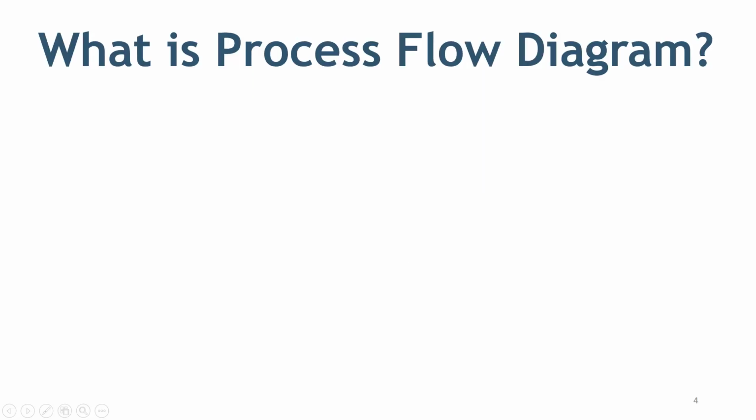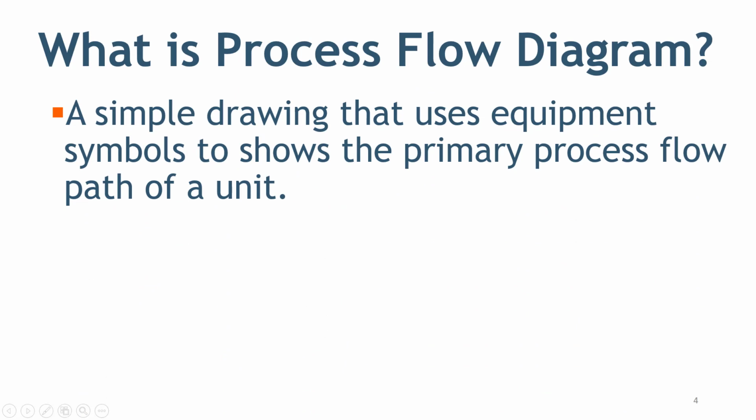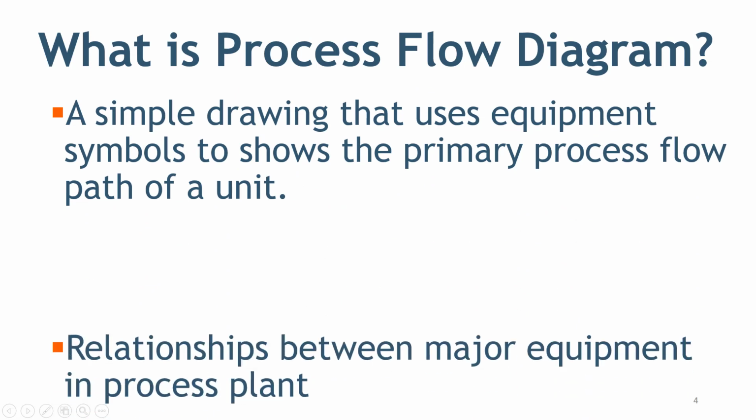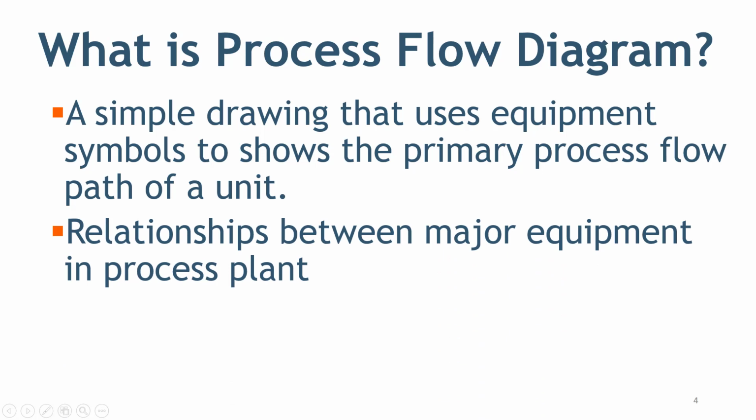What is process flow diagram? Process flow diagram is a simple drawing that shows the relationship between major equipment in a process plant using equipment symbols and shows the primary process flow path of a unit. You can visualize the flow of material within the plant with the help of this drawing.